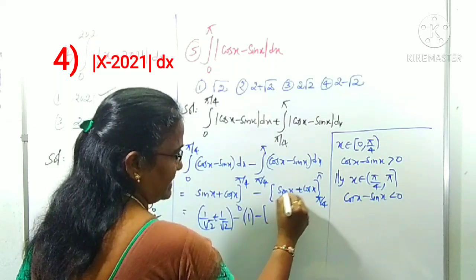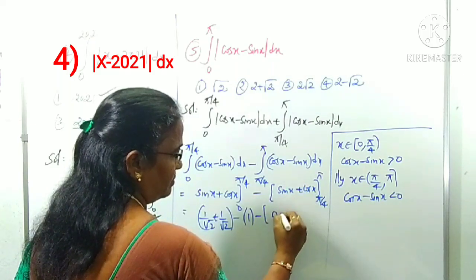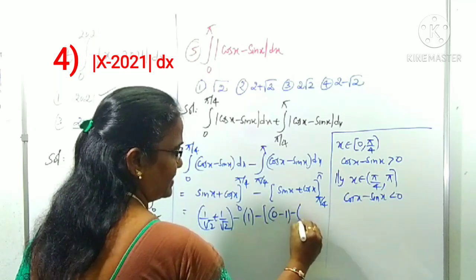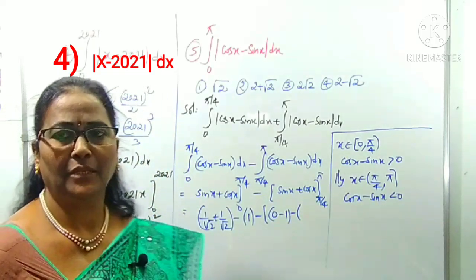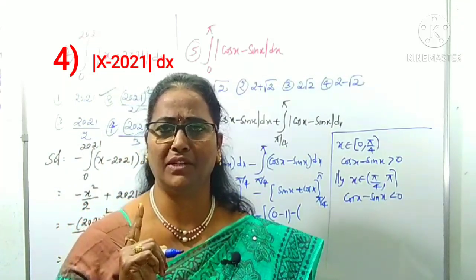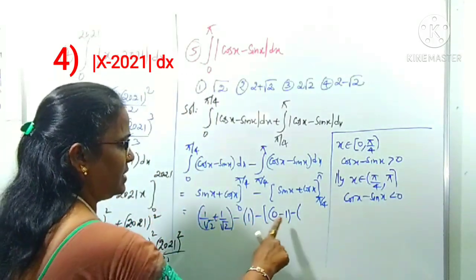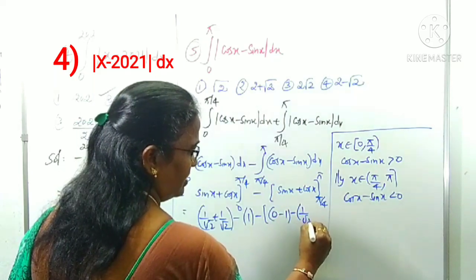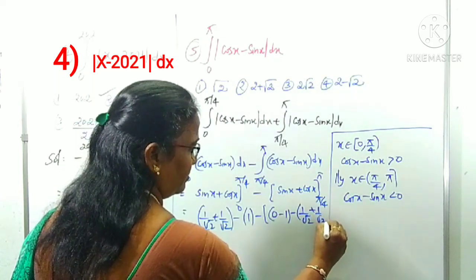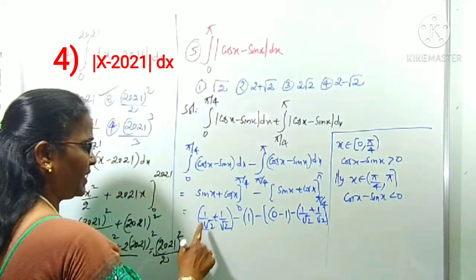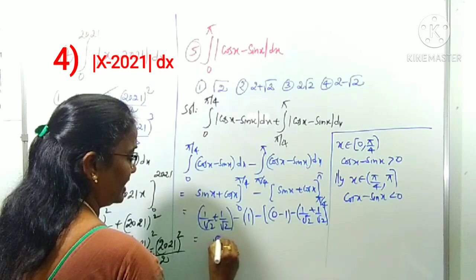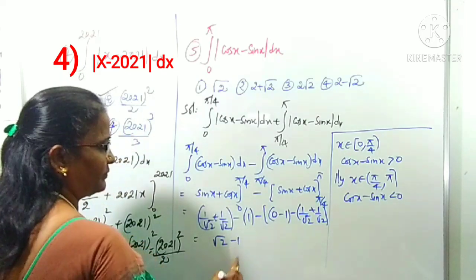Sin pi value, upper limit. Sin pi is 0 plus cos pi is minus 1, with the minus of sin pi value. Sin pi is 0 but cos pi is minus 1. Now minus of the lower limit. Sin 45 is 1 by root 2. Cos 45 is also 1 by root 2. Right? Now this becomes 1 by root 2 plus 1 by root 2, how much? 2 by root 2, we can write root 2, with the minus 1.